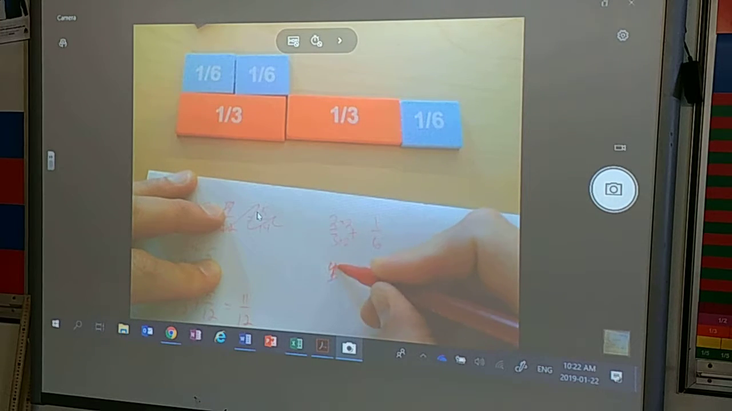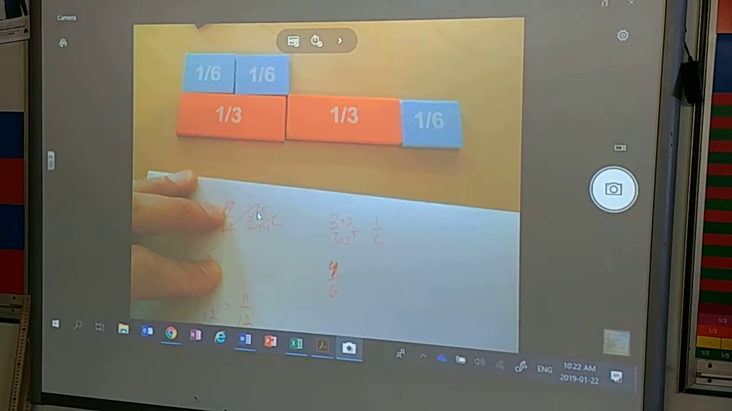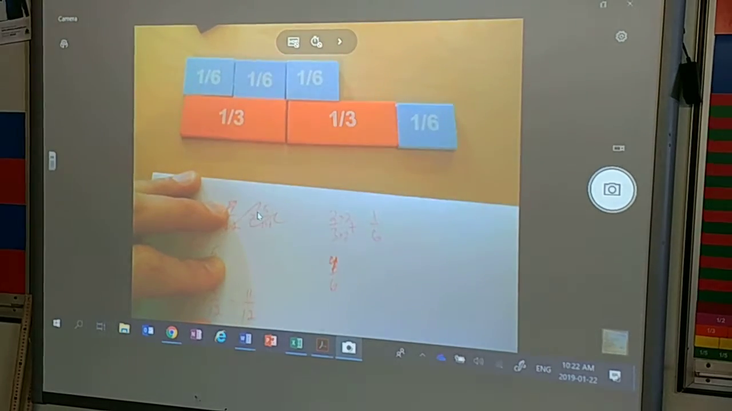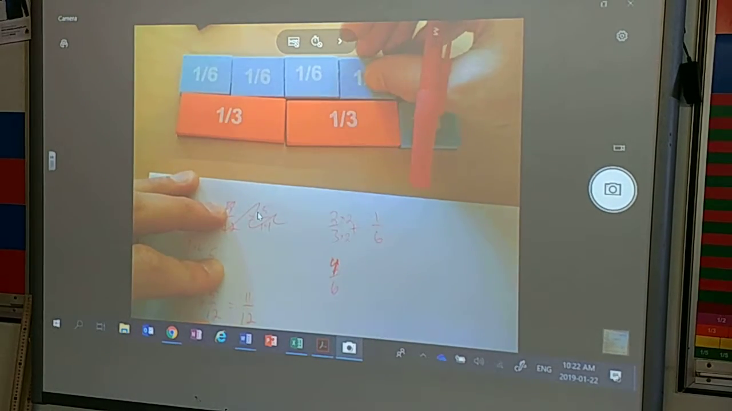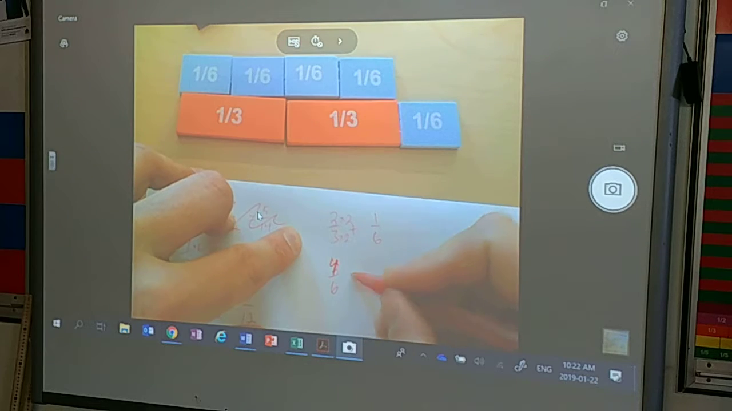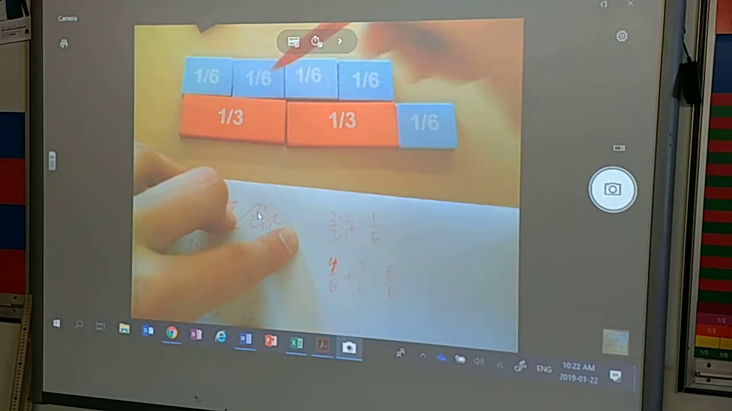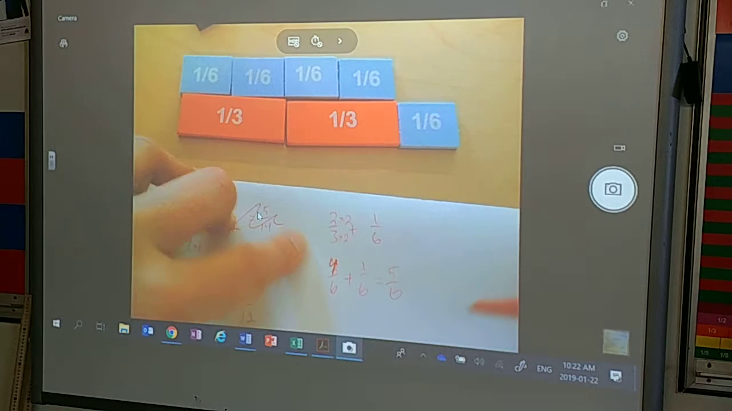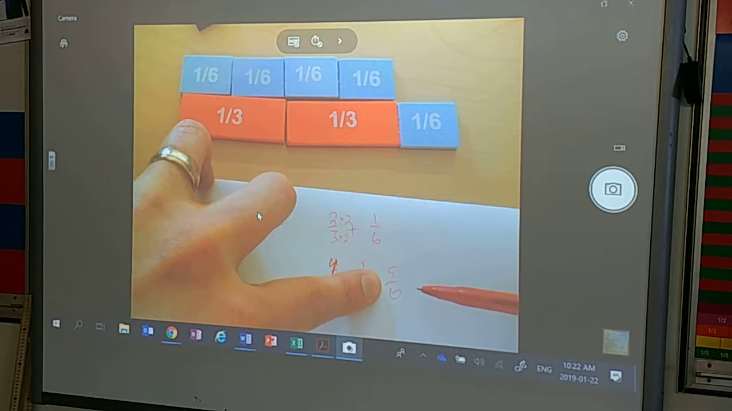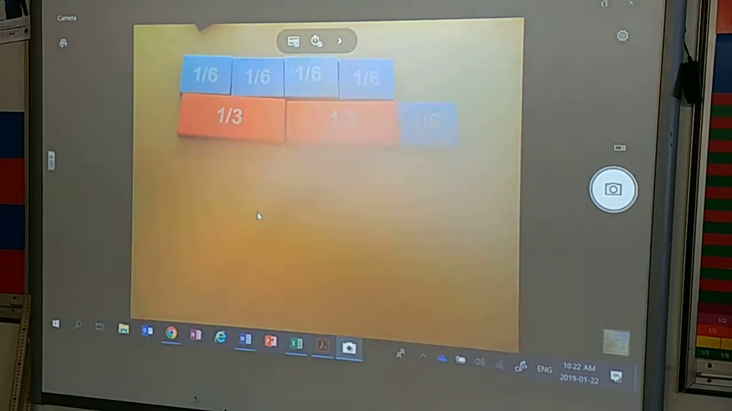2/6. So that's a total of 4/6, plus the 1/6, which is 5/6. Is that proper? Yeah. Is it simplified? Does it look simple enough? Yep. All right, cool. We're gonna move on.